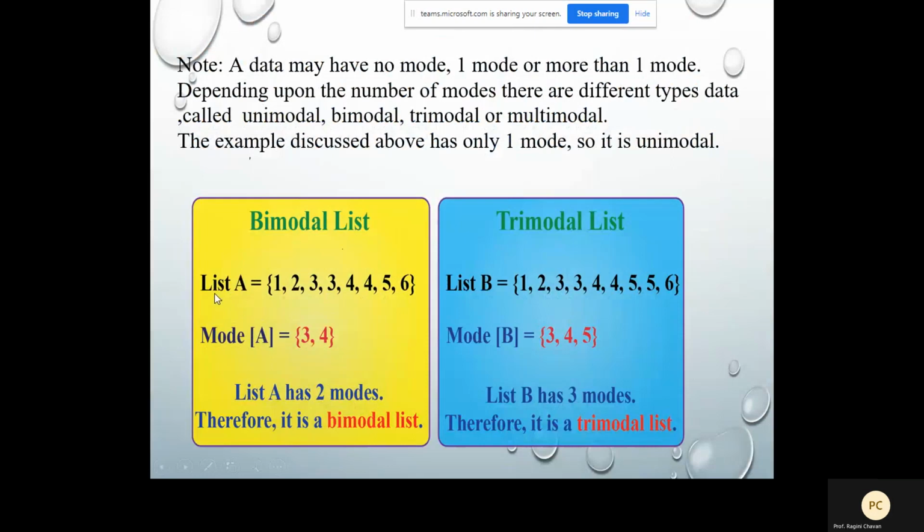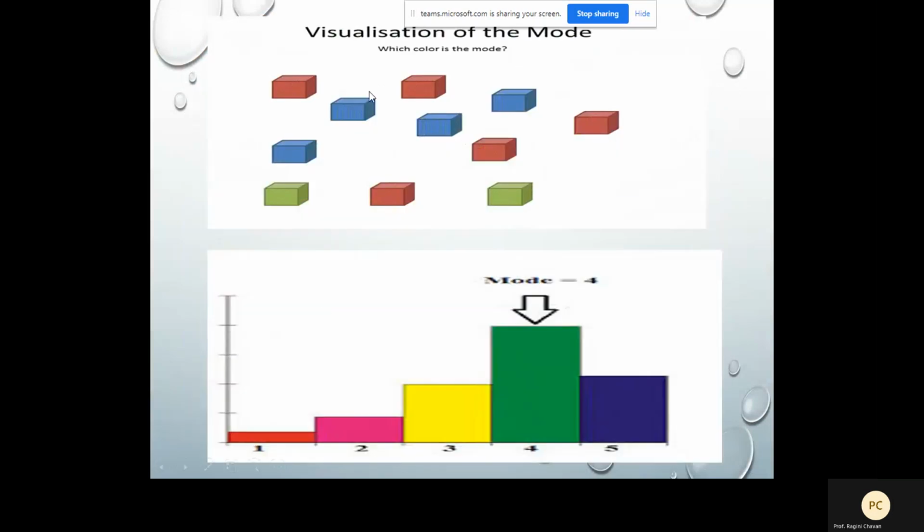In yellow color, list A is given. In that we can see that number 3 and number 4 are repeated 2 times. Therefore, it has two values of mode, so it is called bimodal data. In blue color, we can observe list B. In list B, we observe that numbers 3, 4 and 5 are repeated 2 times. So there are three different values of mode. Therefore, this data is called trimodal data.